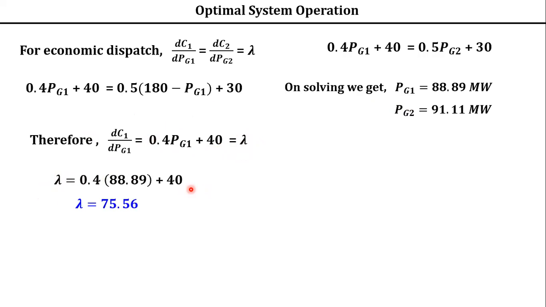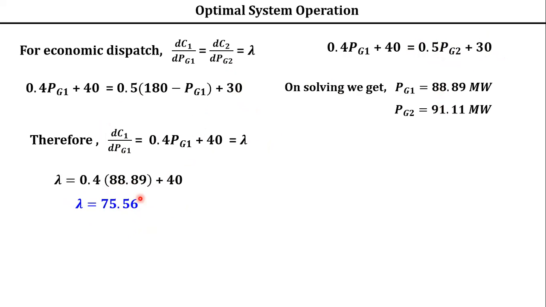Now, I have taken the incremental fuel cost for plant 1, but what about plant 2? You will get the same answer; if you want, you can check. What is dC2 by dPG2? This is the equation. Substitute PG2 here and again you will get lambda. The same value. Clear? Irrespective of the plants, the incremental fuel cost is the same.